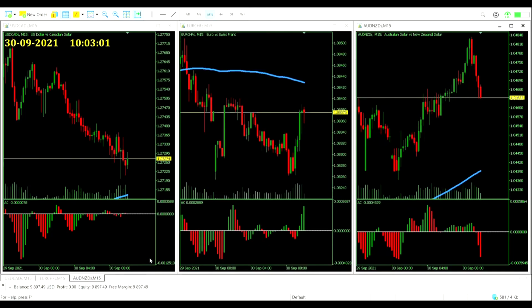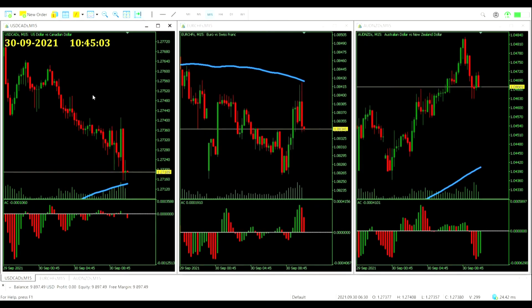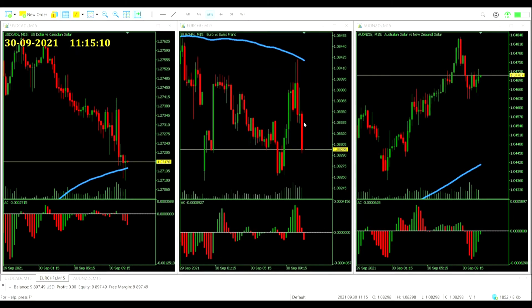Let's head back onto the charts. No signals coming just yet as we roll over at 10 o'clock. Let's wait for them to come. 10:45 AM, Euro Swiss franc. We do see price coming down quite a bit, and the accelerator oscillator following suit. Zero line crossover potential over the next few periods. 11:15, and we're now nearing in on a couple signals here.